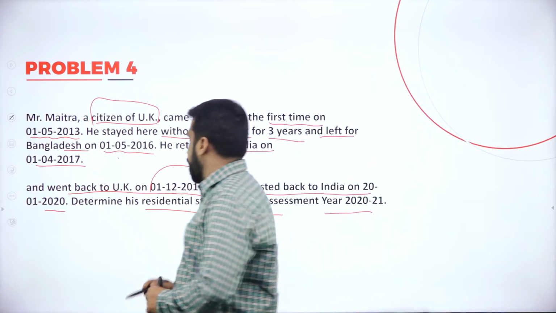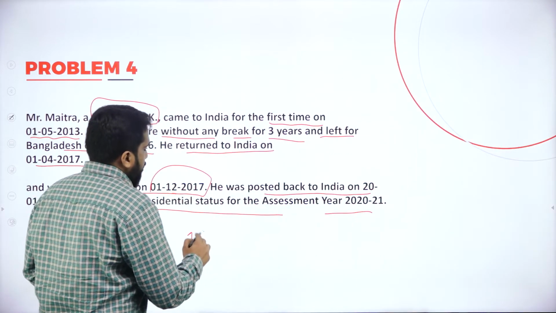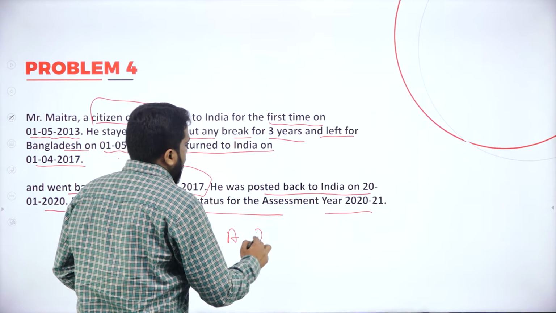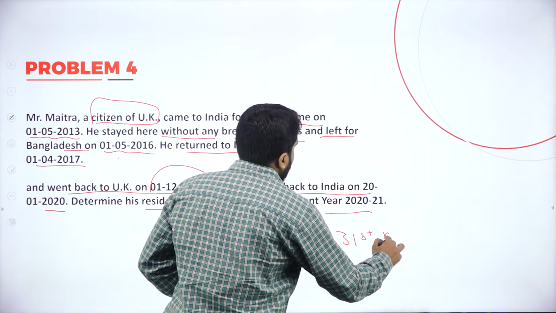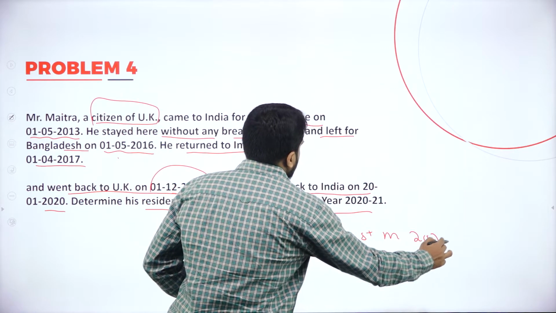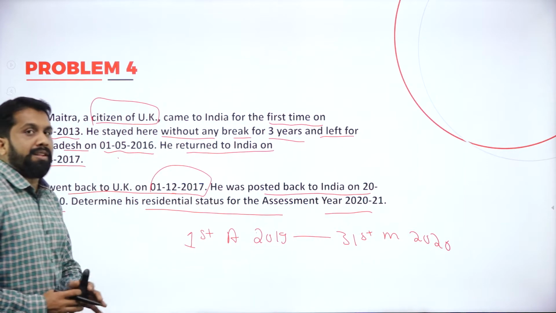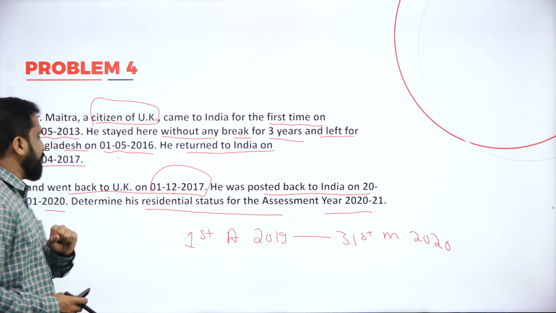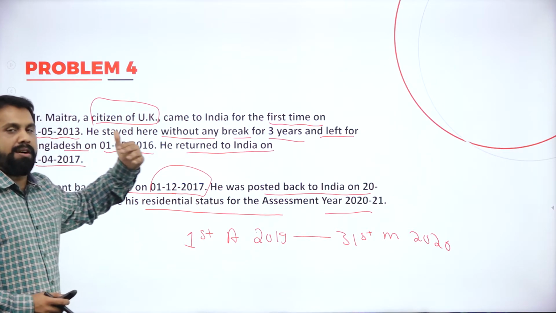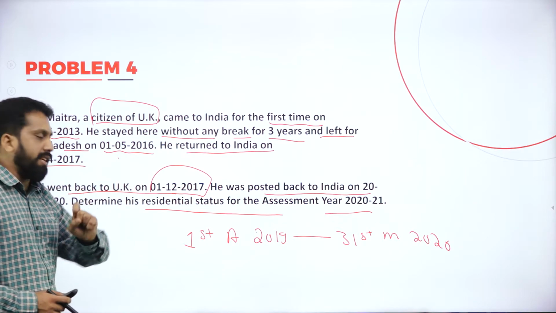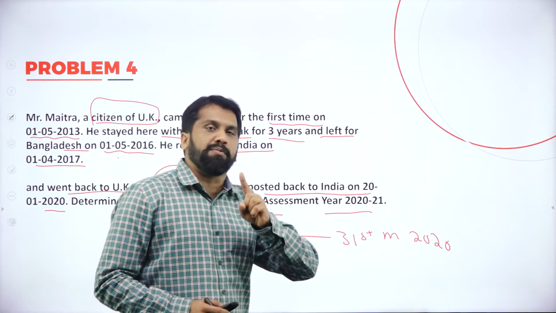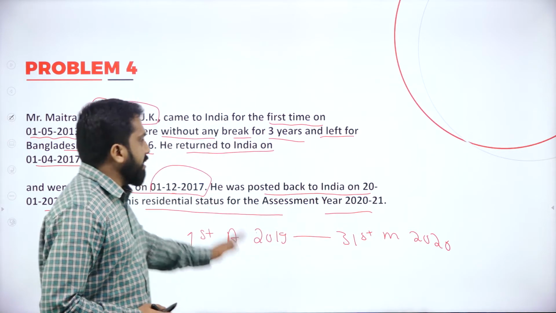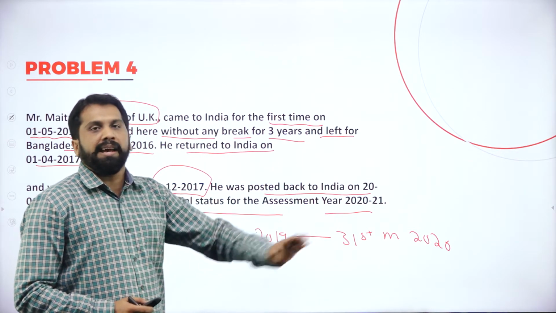Always consider first April 2019 to 31st March 2020. Now we'll see whether he has fulfilled the basic condition. Forget about all your old data. First we need 19 to 20. If he fulfilled any one condition, then we'll go back to 2013, 12 and everything.